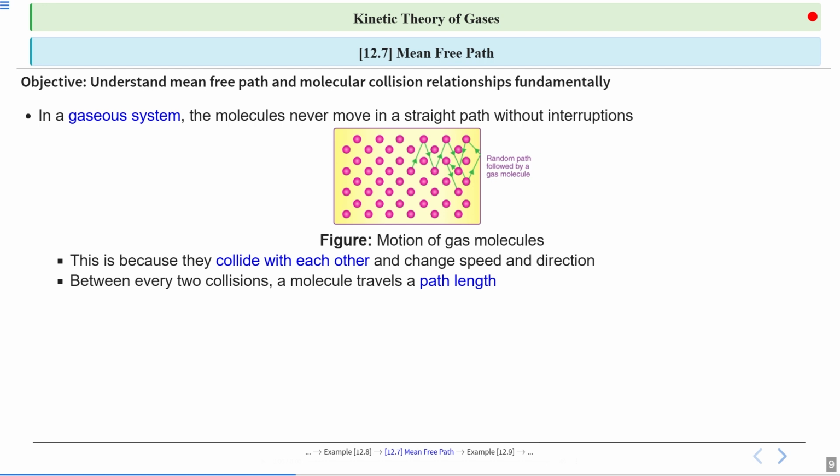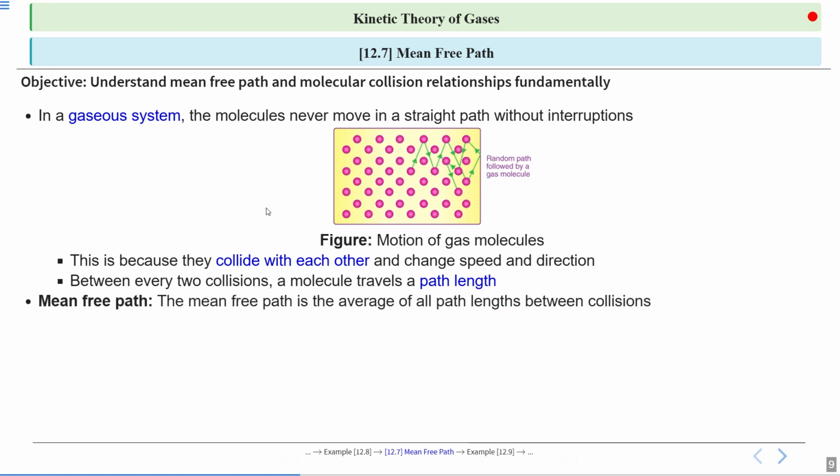Between each collision, a molecule travels a certain distance, which we refer to as the path length. This concept is important because it helps us quantify the behavior of molecules in a gas. Keep in mind that this path length varies with each collision. Now, the path length here is the mean free path.